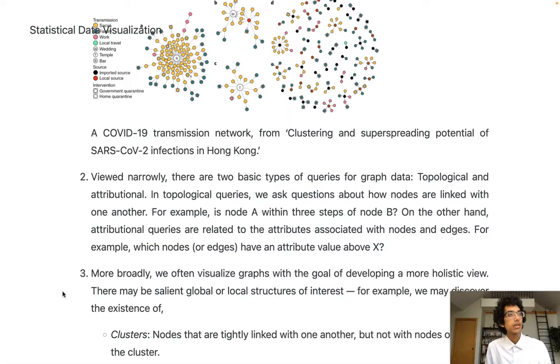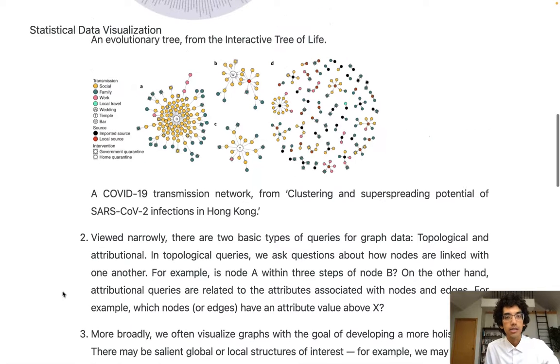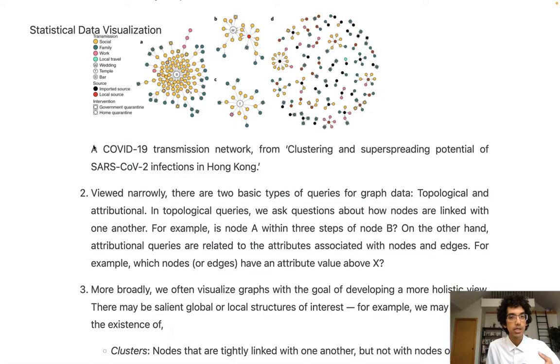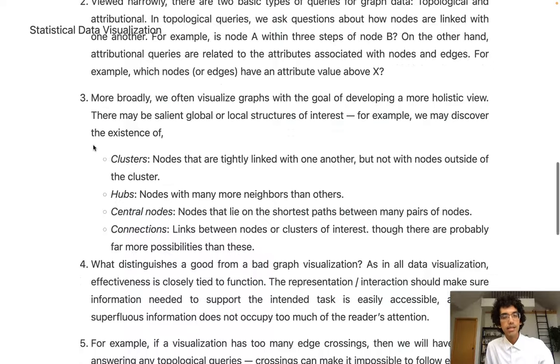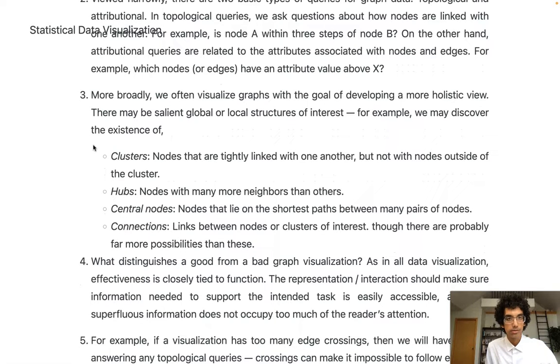So that's a kind of topological query. An attributional query is something like, where are the nodes that have a certain attribute, right? Or kind of, if you have different kinds of transmission structure, like how many of the edges came from one type of transmission versus another, right? You can think of each node and each edge as having some property, and you might want to do some filtering or identification associated with those properties. But that's the kind of very reductionist point of view, this topological versus attributional query, right?